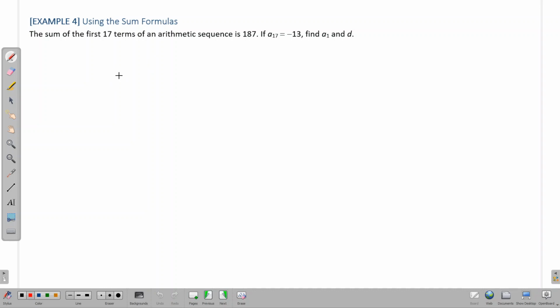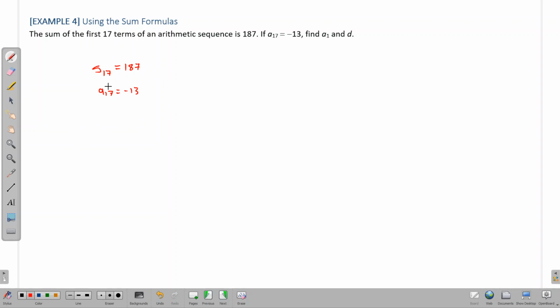Okay, so let's try using the sum formulas, but we're going to solve for a different term. So we are given here, it says the sum of the first 17 terms of an arithmetic sequence is 187. The 17th term is negative 13, and we're supposed to find A1 and D. So let's use the symbols here. The first thing says the sum of the first 17 terms is 187. That's one thing that we know. We know the 17th term is negative 13, and that's all we're given.